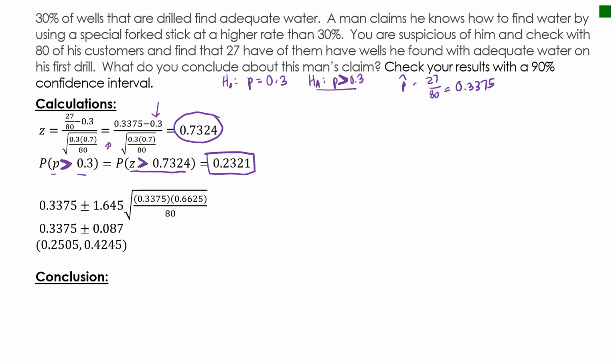Again, that value is pretty high. I'm comparing it to 5%. That's more than 5%. That's 23%. So I should be failing to reject the null. But let's verify with our interval.